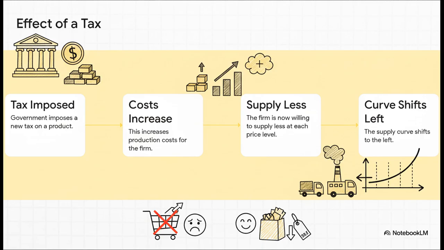Government actions can have a massive impact too. Think about an indirect tax like VAT. For a business, that's just an extra cost on top of everything else. Because it's suddenly more expensive to produce each item, the business is now willing to supply less at any given price. That causes the supply curve to shift to the left. And of course, a government subsidy would do the complete opposite. It would lower costs and shift the supply curve to the right.